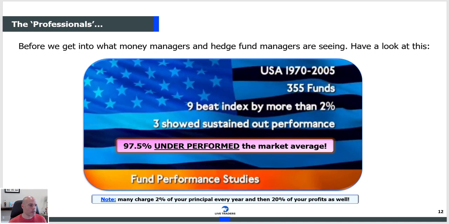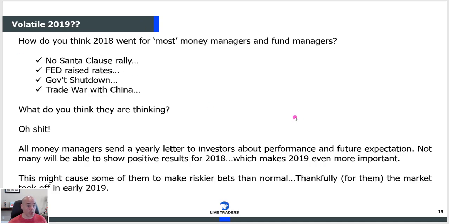Okay, so now, if you're a hedge fund and you're moving into 2019, imagine this is December of last year. How do you think 2018 went for a lot of those guys, girls, people? There was no Santa Claus rally. The market got hammered. The Fed raised rates, not good. Government shutdown, not good. Trade war with China, not good. How do you think they were doing in 2018? Not so hot. So what do you think they're thinking for 2019? I use the term, oh shit.